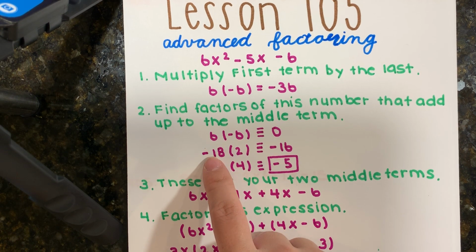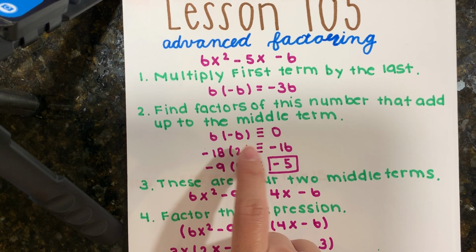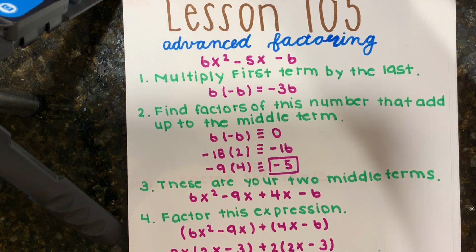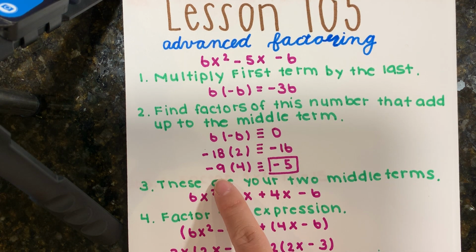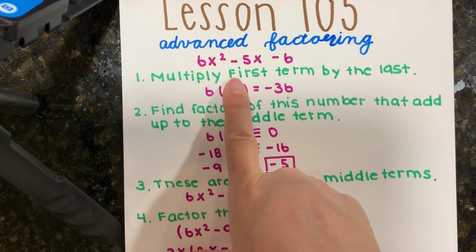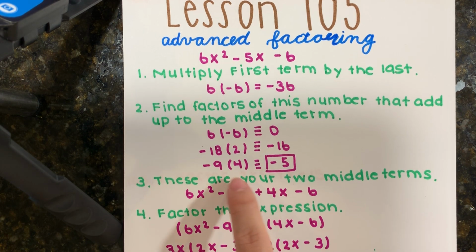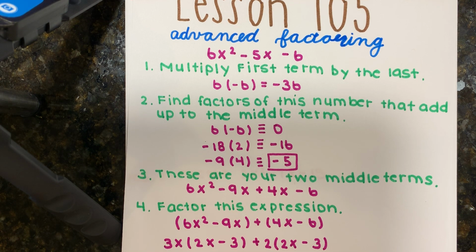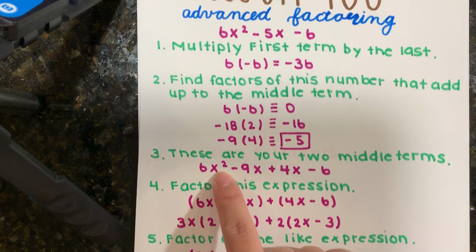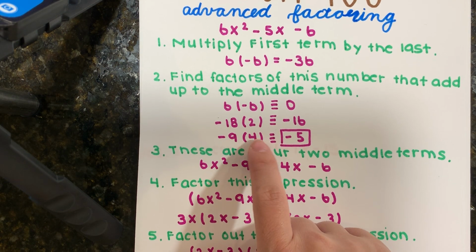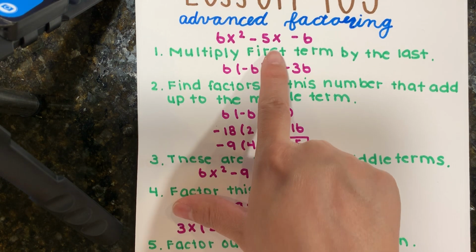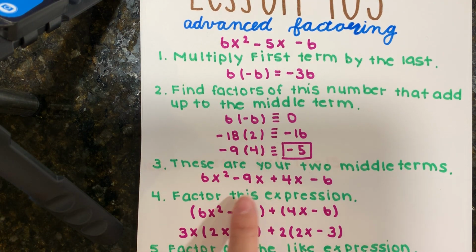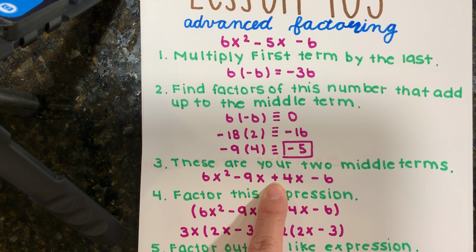Okay, so I tried a couple. I did 6 and negative 6, negative 18 and 2, which adds up to negative 16. Then I did negative 9 times 4, which is negative 36, and that adds up to negative 5, which happens to be what our middle term is equal to. So now I know what my two factors are, and these are going to be my two middle terms. In step 3, I'm going to attach an x to both of these terms and add them in place of the negative 5x. So I have negative 9x and then plus 4x.